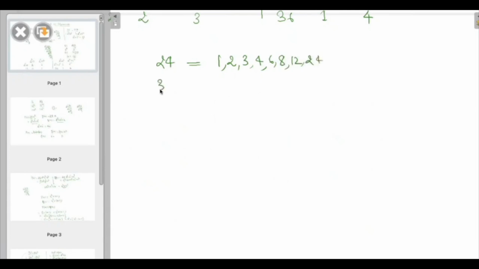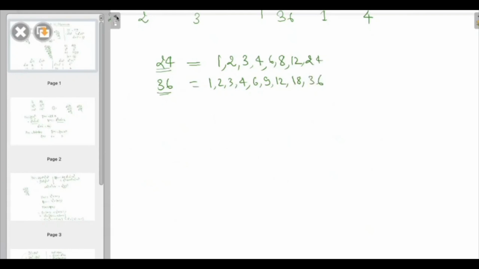Then I'm looking at 36. So the numbers which will be able to divide it. I'm looking at the divisors of 24 and the divisors of 36. So 1, 2, 3, 4, 5, no, 6, 7, no, 8, no, 9, yes, 10, no, 11, no, 12, yes, 13, 14, 15, 16, 17, 18, yes, 19, 20, no, no, no, no, no, 36.